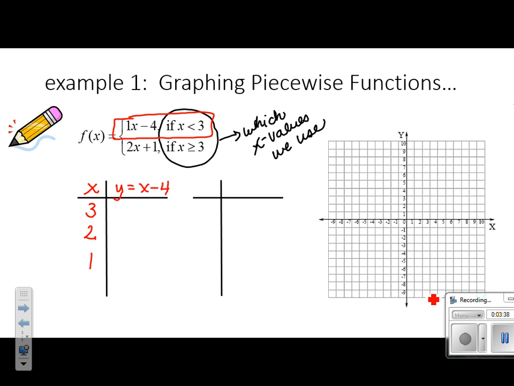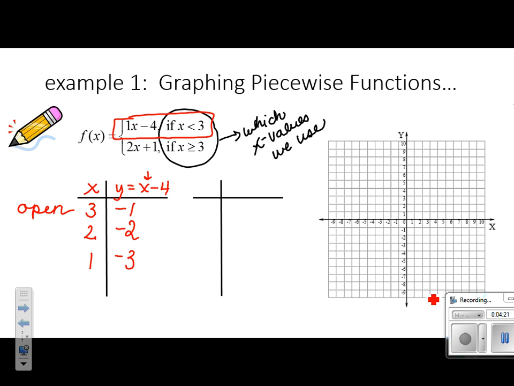Now, because it says less than 3, just like when we did absolute value inequalities, regular inequalities and compound inequalities, that symbol meant we were going to have an open circle or a closed circle. So we are going to have an open dot at 3. Okay? Now let's plug it into our function. 3 minus 4 is a negative 1. Plug it back into this function here, and 2 minus 4 is negative 2. 1 minus 4 is negative 3.